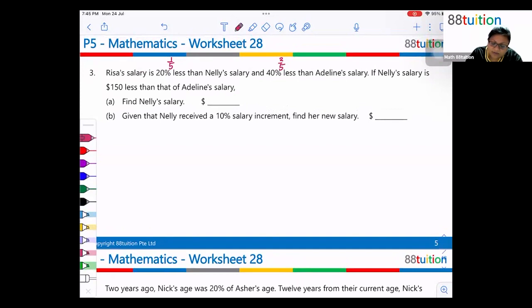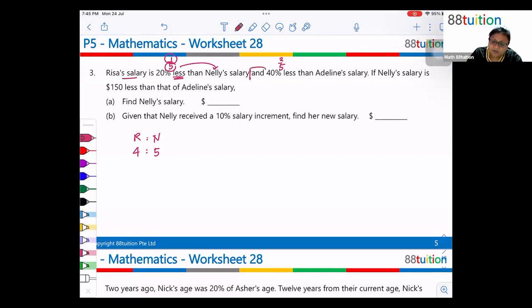So it says Risa's salary is 1 less than Nelly. So if Nelly's salary is 5 units, Risa is 1 less. So 1 less than 5 would be 4. Okay, 1 less than 5 is 4. So it says here 1 out of 5 less.